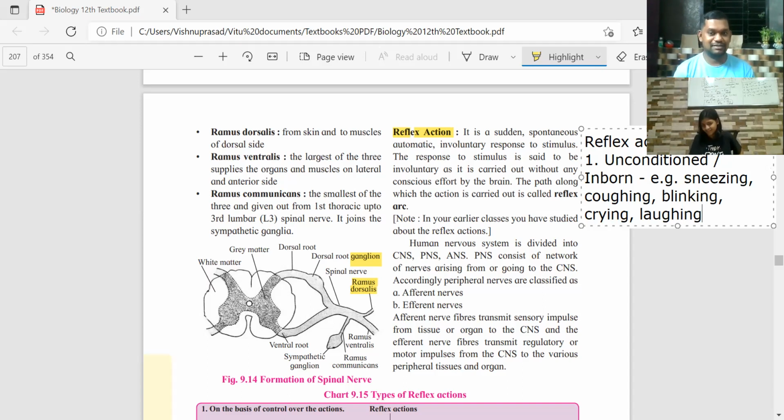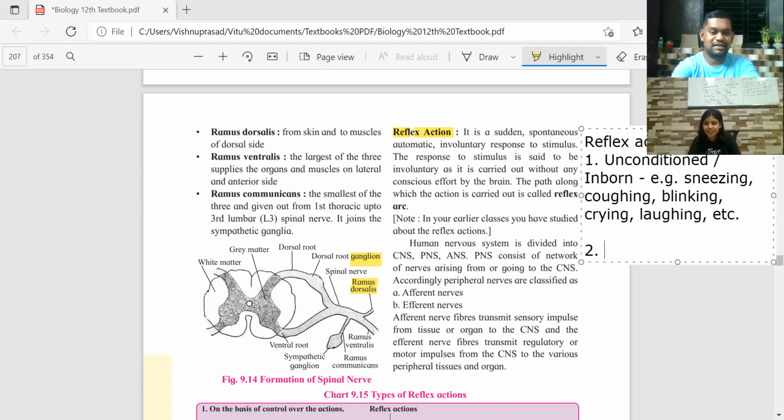Nobody taught you in childhood how to laugh when you hear a joke. Of course not. You are automatically aware of this. These are examples which are inborn, unconditioned.